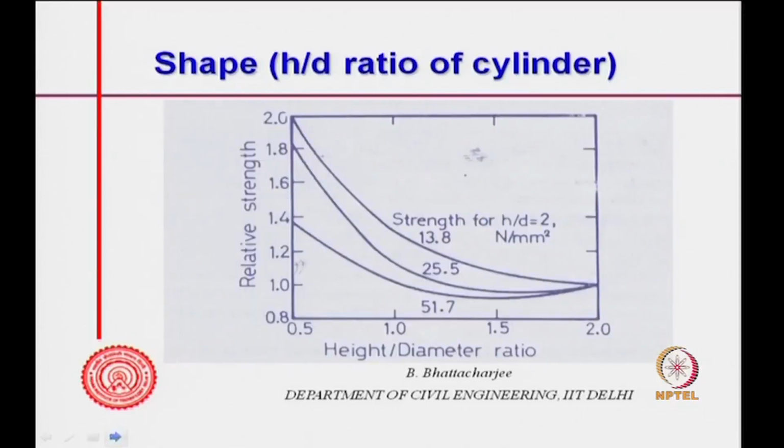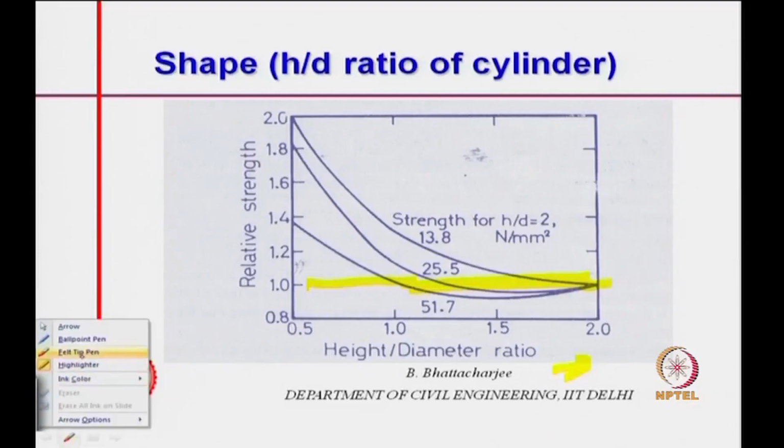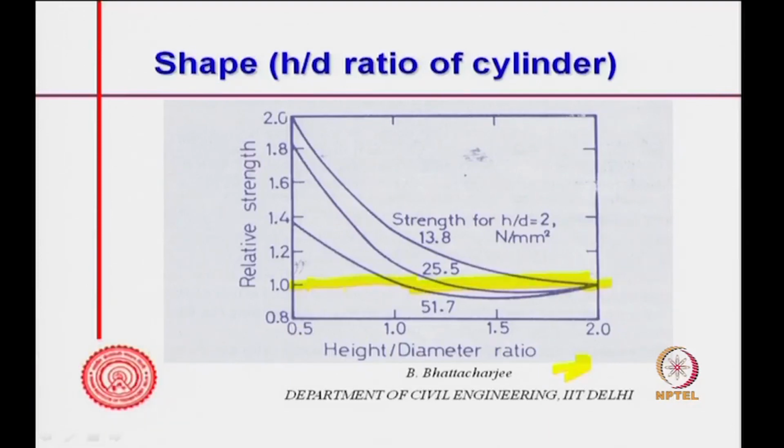People have done some experiments, and it has been observed as you increase the h by d ratio, height to diameter ratio, relative strength, if at 2 I am calling it 1, at 2 it is 1. At 0.5 L by D ratio, it is something like this, and it also depends upon the strength. For example, for higher strength, behavior is somewhere here, for lower strength behavior is somewhere here.